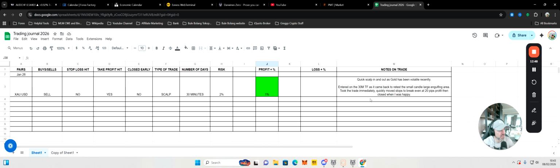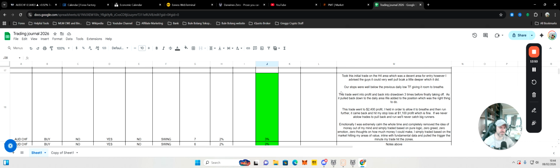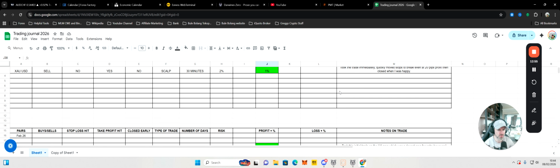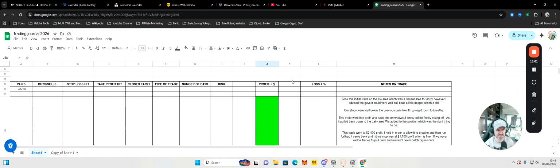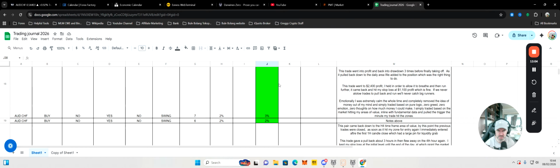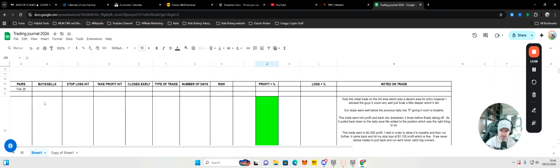And then I put the notes here. Not going to spend too much time in these notes because it's a scalp and it's boring and you don't learn much from it. I also mark it green if it's a win, and then if it's a loss later, I'll mark it red. So it's visually easy to see which ones are my wins and which ones are my losses, right? If we look across here, this is February 2026.